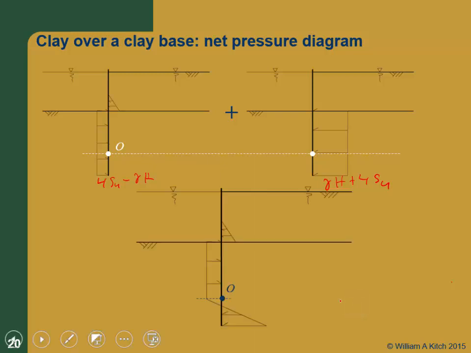So this is my net earth pressure diagram. This part's not going to change. The depth of that is 2SU over gamma. The value of that is gamma H minus SU. The value here is 4SU minus gamma H, and the value down here is gamma H plus 4SU. And all we need to do now is find O.